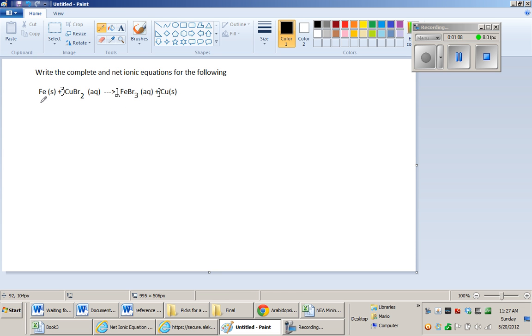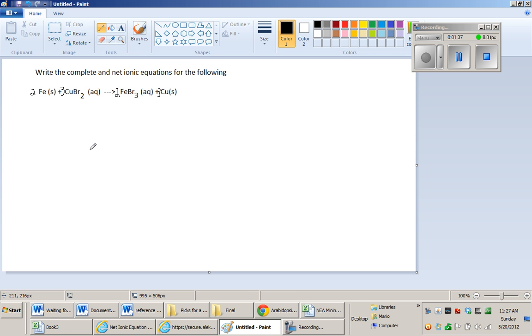And then over here it looks like the iron's not yet balanced, because in the reactants there's only 1 iron, but in the products there are 2. So I'm going to add a 2 in front of the iron in the reactants. Now the reaction is balanced. There are 2 irons on both sides, there are 3 coppers on both sides, and there are 6 bromines on both sides. So at this point, this is a balanced, complete equation.